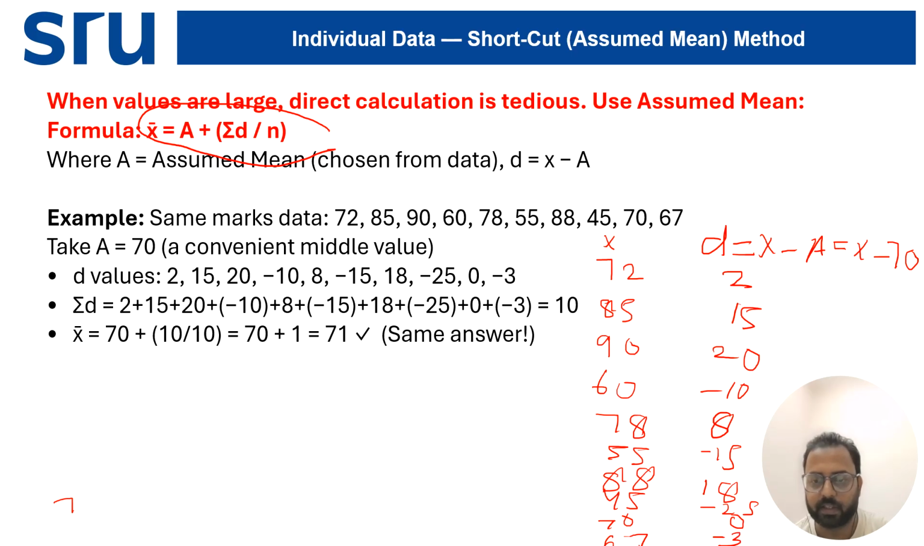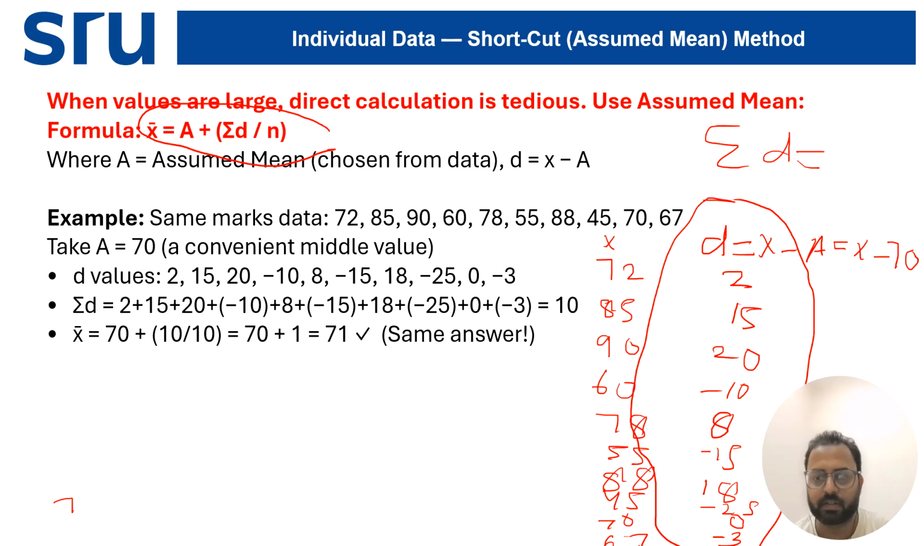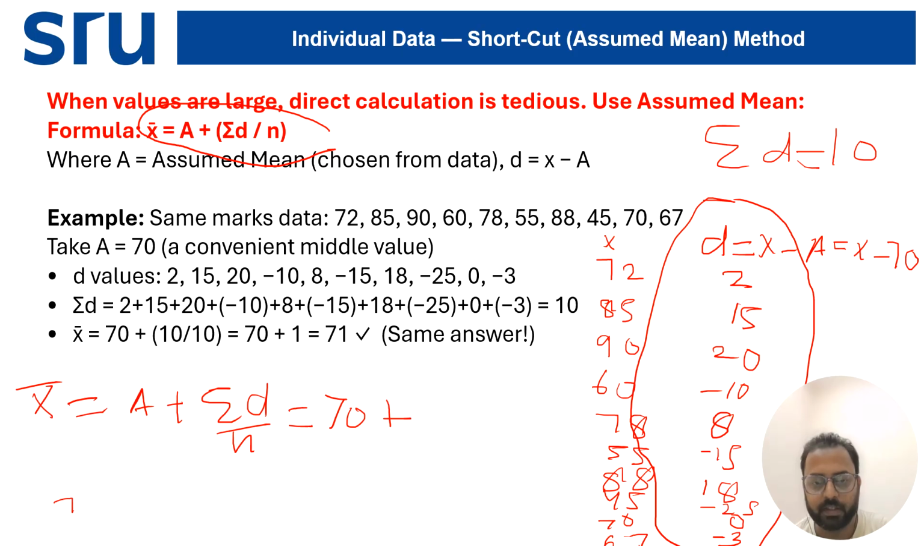And then we add the sum of all di's. Sum of all di's is 2 plus 15 plus 20 minus 10 plus 8 minus 15 plus 18 minus 25 plus 0 minus 3, which is 10. Then we use the formula: A plus sum of D divided by N. So A is 70 plus sum of D is 10, and the number of observations is 10. So 70 plus 10 divided by 10 is 1. So the mean is 71.